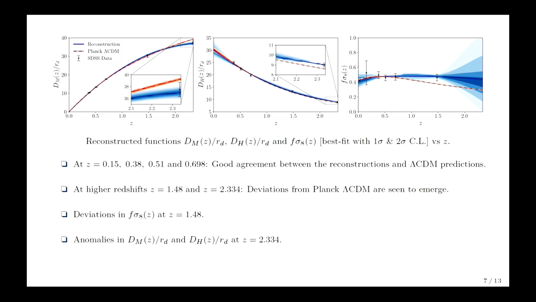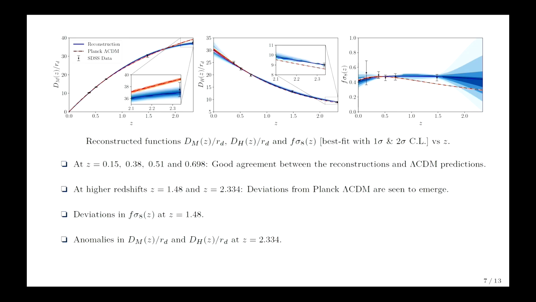In the very low redshifts, we see that the Planck lambda reconstruction, shown in blue, is consistent with the Planck lambda CDM predictions. But at very high redshifts, at the z = 2.33 Lyman alpha point, there is an inconsistency with Planck lambda CDM which exceeds 2 sigma. A similar nature is also found in the DHRD profile, where we again find more than 2 sigma inconsistency.